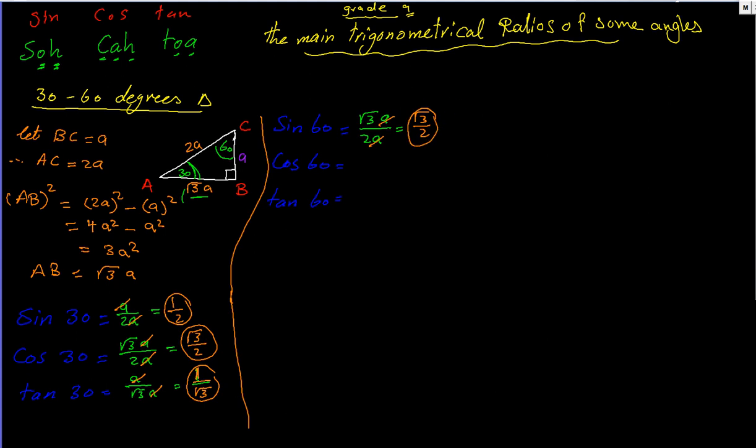Okay. Cosine 60. Cosine 60 is adjacent for 60 over hypotenuse. So it's A over 2A. By erasing A with A, it's going to be 1 over 2. Okay, last one, tan. Tan 60 is opposite over adjacent. Tan TOA, it's opposite over adjacent. So it's root 3 A over A. Erasing A with A, it's going to be root 3 over 1 equals root 3.